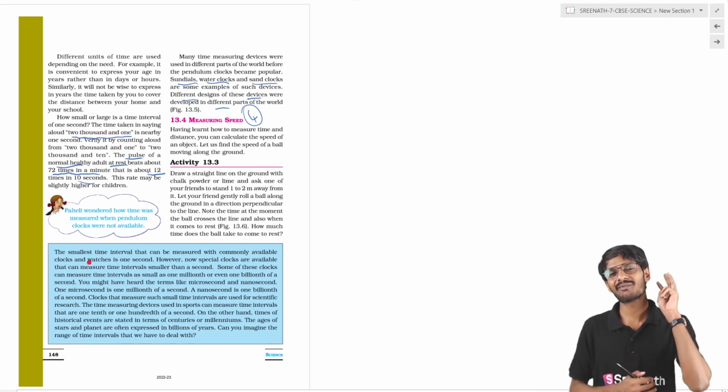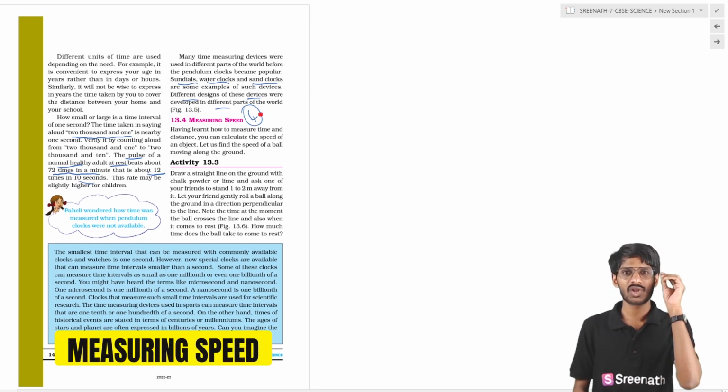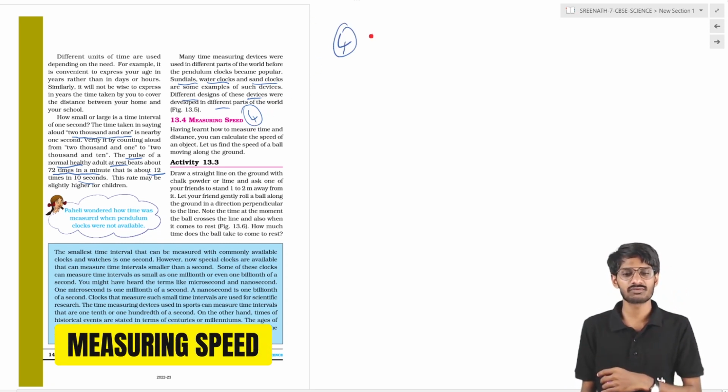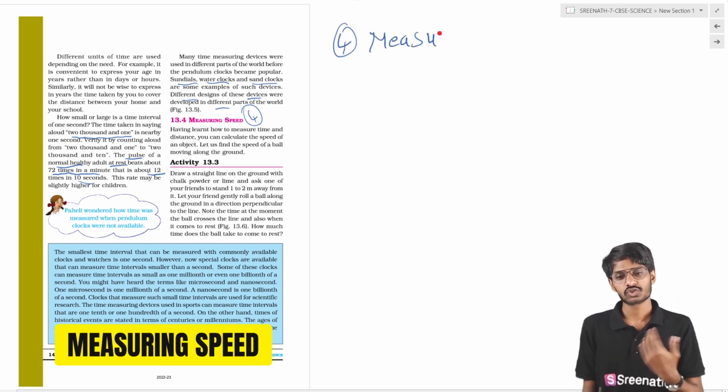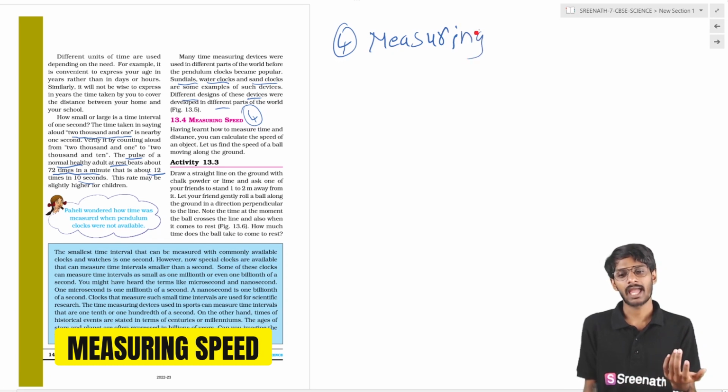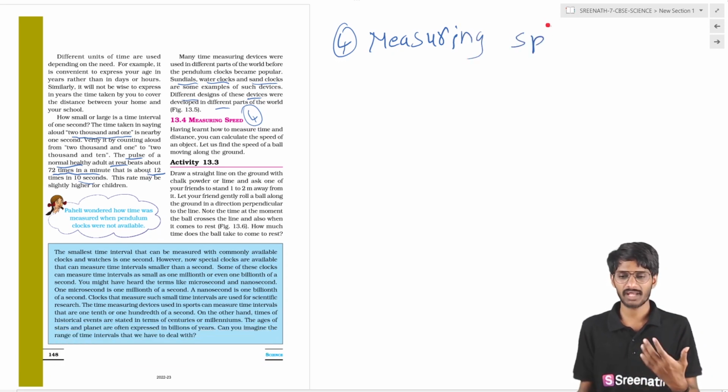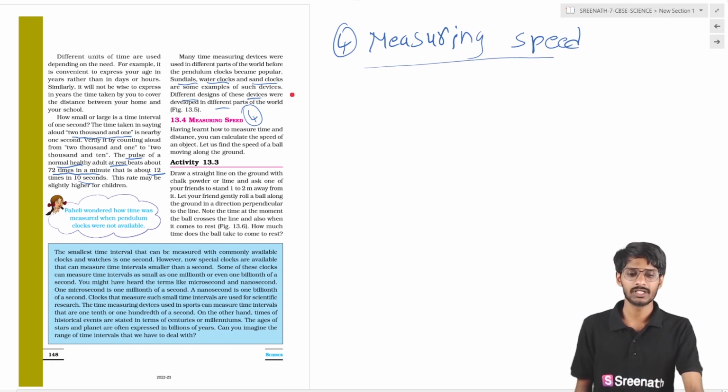That's it, students. We have completed the third topic. So now we will start the fourth topic, students. What is the fourth topic? That is measuring speed. So we know how to measure time. Now we know the units of time and speed. Now we are going to find out how to measure speed, students.